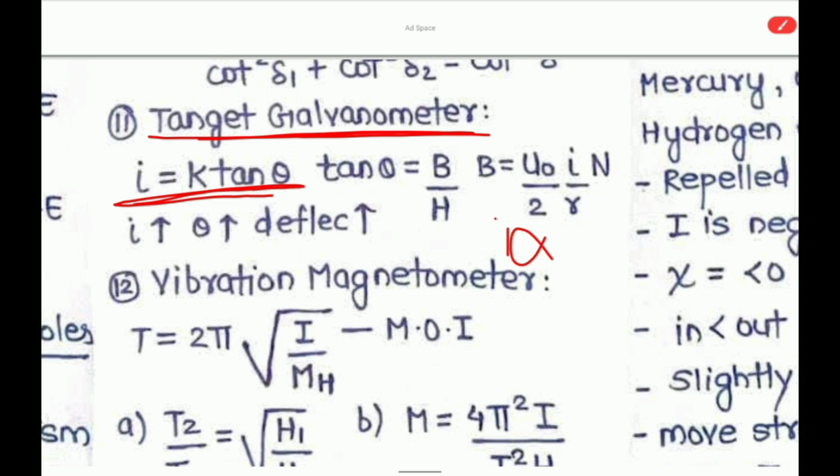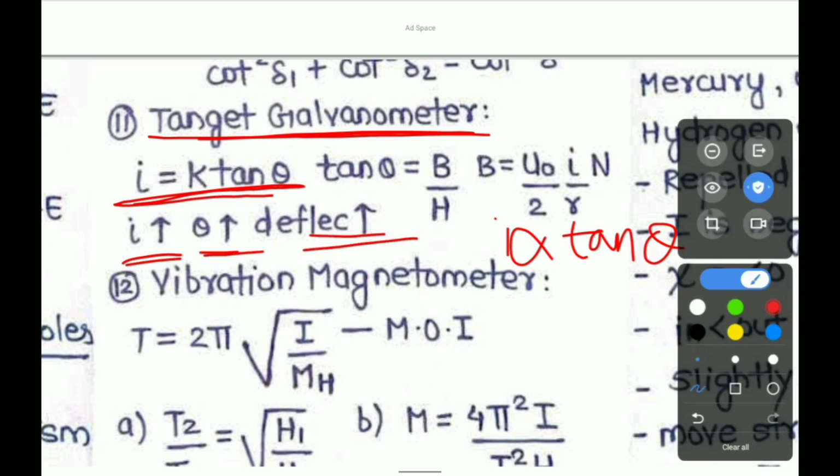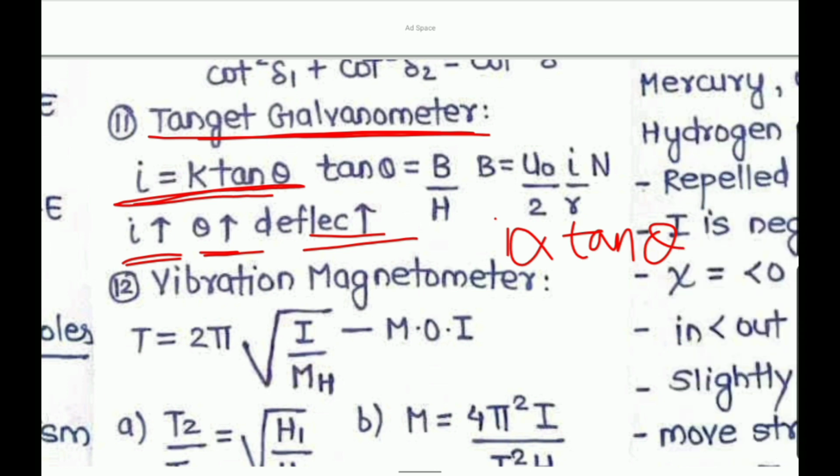Tangent galvanometer: the current I can be written as k tan theta, which means I is directly proportional to tan theta. As I increases, deflection increases.